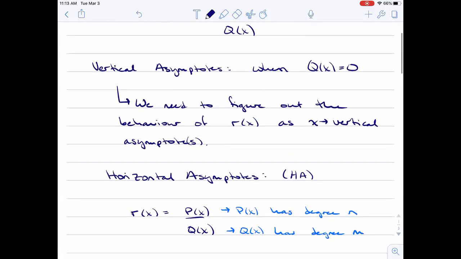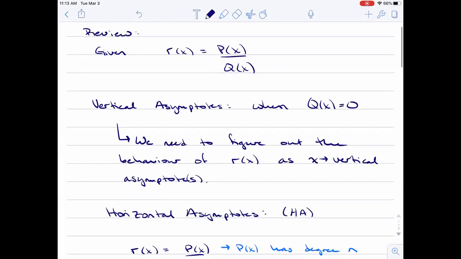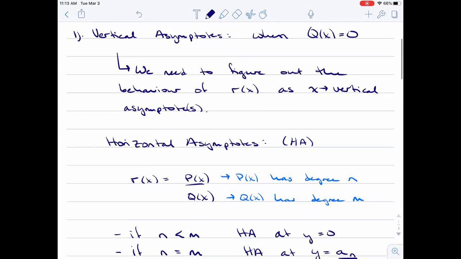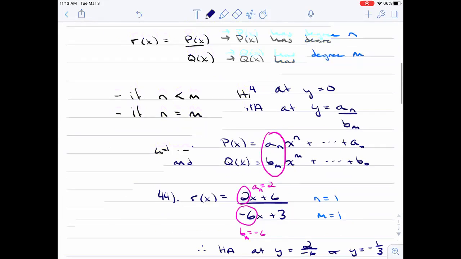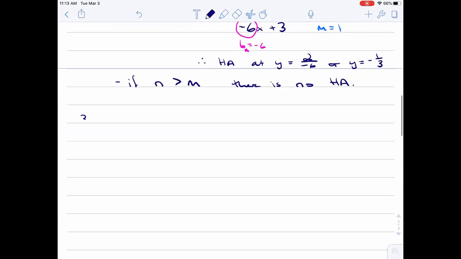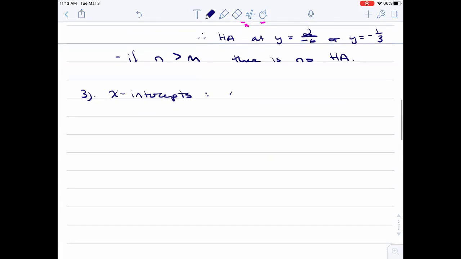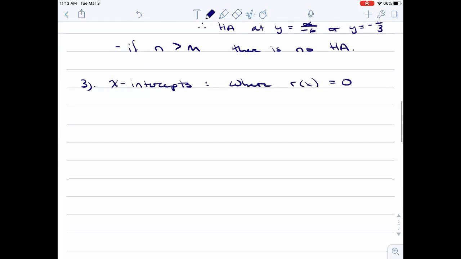Maybe I should number these. The vertical asymptotes, let's call that thing number 1 to think about. Horizontal asymptotes, number 2, and then number 3, the x-intercepts are where R of x equals 0. So the values where R of x equals 0.